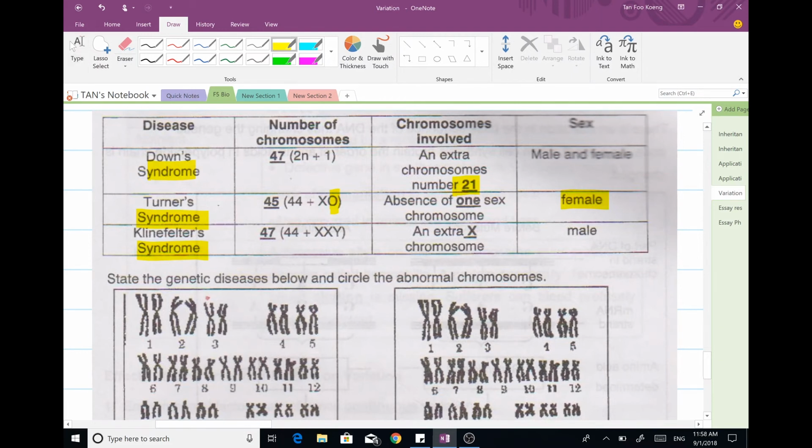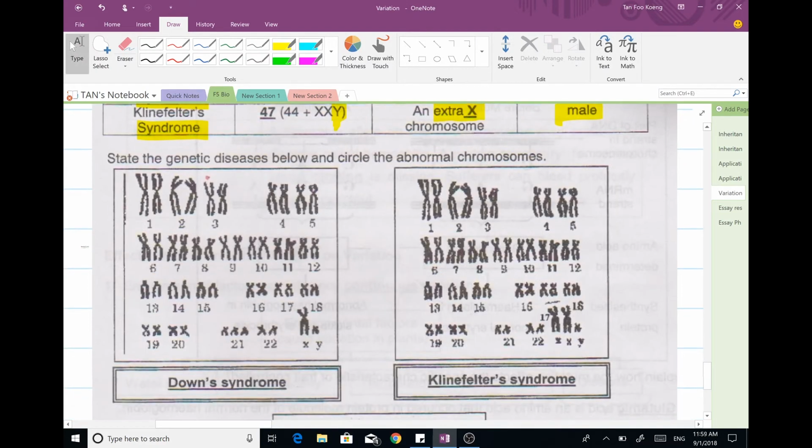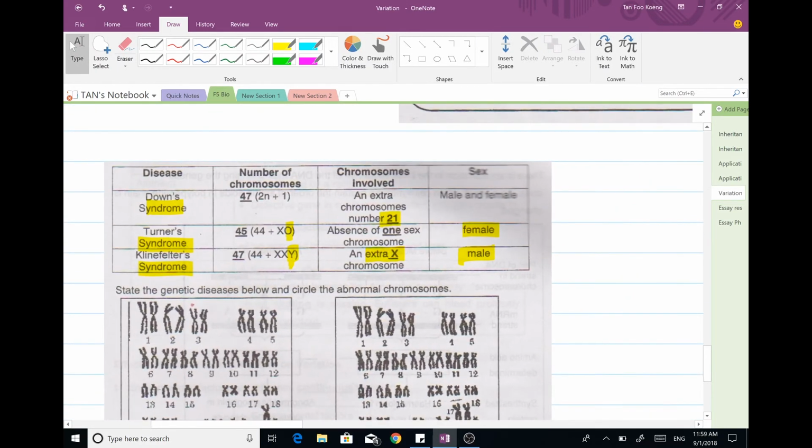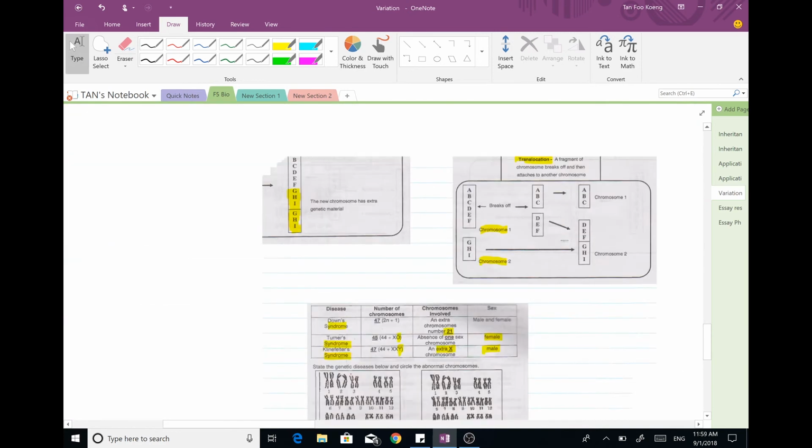Now, since this human has the Y chromosome, it's a he. However, he has an extra X chromosome, making this guy very tall, and he might develop some female secondary sexual characteristics like the enlargement of breasts. Alright? Okay. So as long as you see syndromes, they are related to chromosomal mutation. Now let's move on to this.